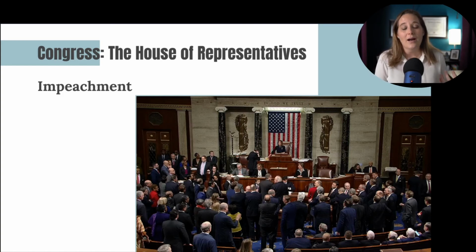And so if there's something within the presidency that the House of Representatives doesn't approve of, then they can reduce the funding for certain areas of the government.